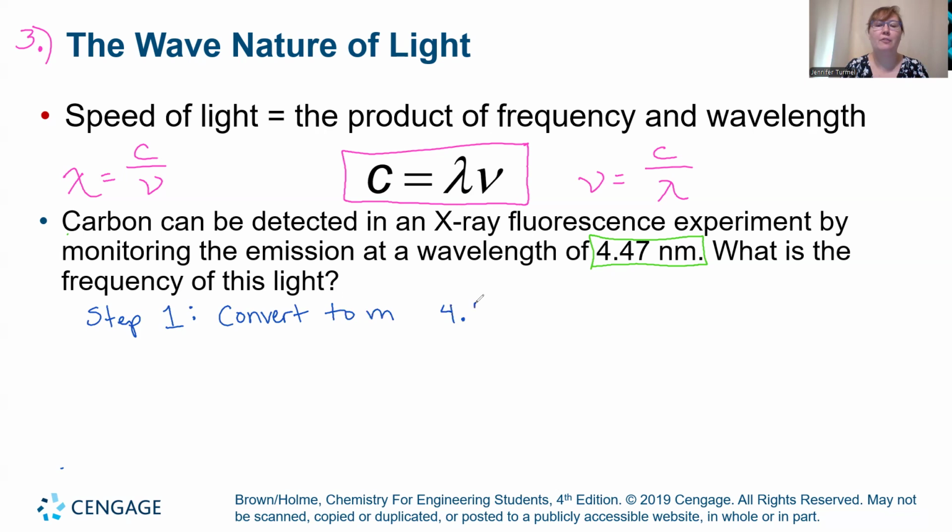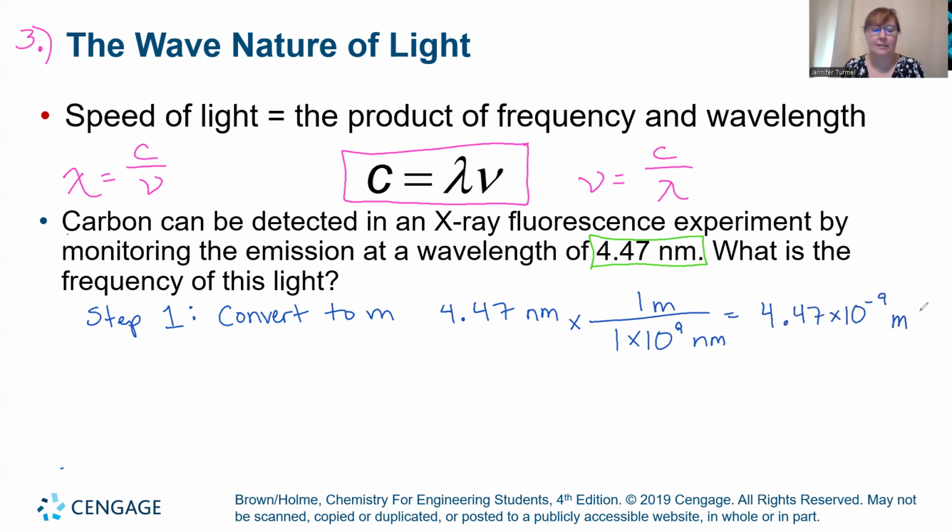So we have 4.47 nanometers. Okay. And we have 1 times 10 to the 9th nanometers. That'll go on the bottom here. And 1 meter. And so when we convert that, don't forget to be practicing this on your calculator, we will get a wavelength of 4.47 times 10 to the -9 meters.